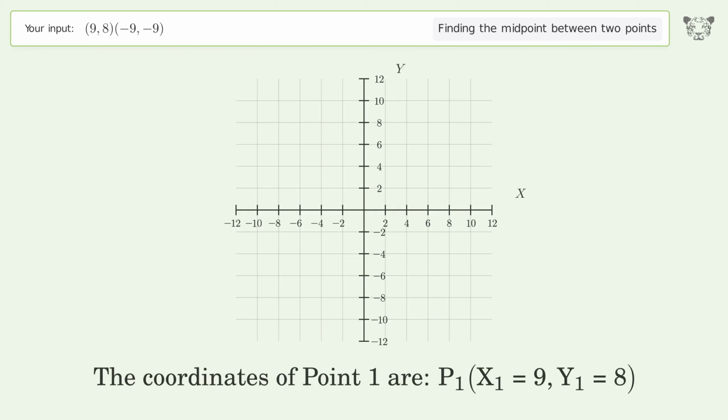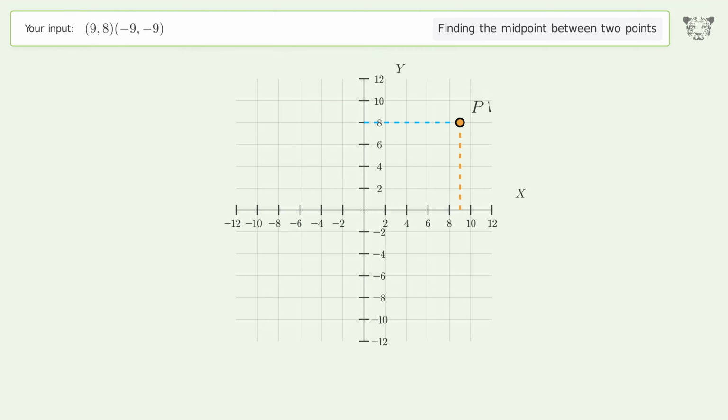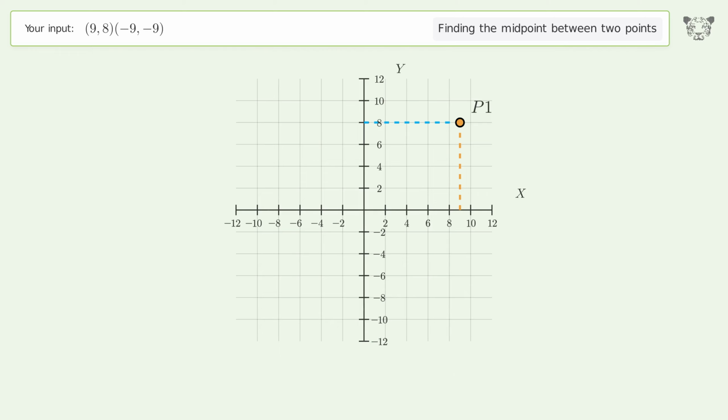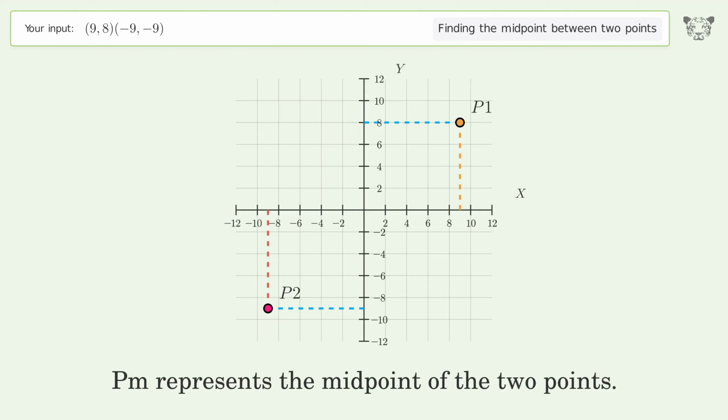The coordinates of point 1 are, x1 equals 9, y1 equals 8. The coordinates of point 2 are, x2 equals negative 9, y2 equals negative 9. PM represents the midpoint of the 2 points.